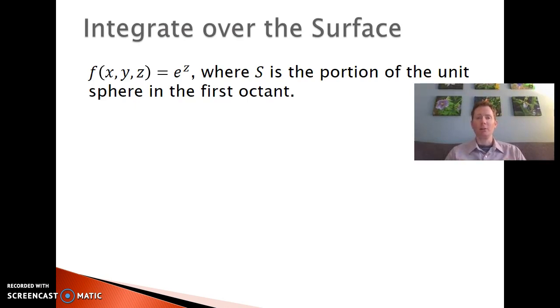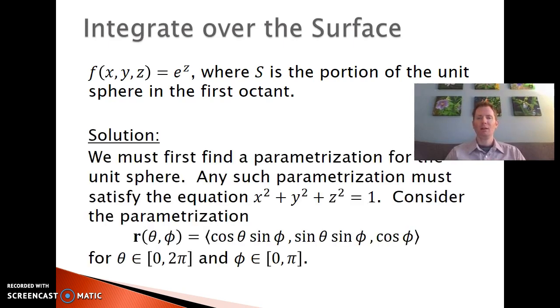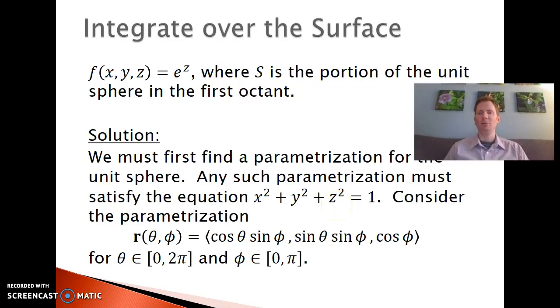A rectangular equation for the unit sphere centered at 0 would be x squared plus y squared plus z squared equals 1 squared, which is 1. So any parameterization must satisfy that equation. The parameterization I'm going to posit is r of theta, phi equal to the vector function that you see here. And this is a valid parameterization, because if you plug in the x component, the y component, the z component, and square them and simplify, you will see that you do come out to a value of 1.